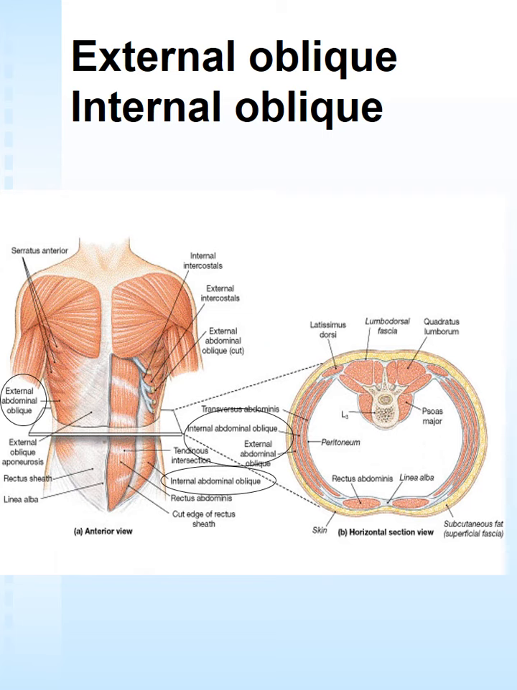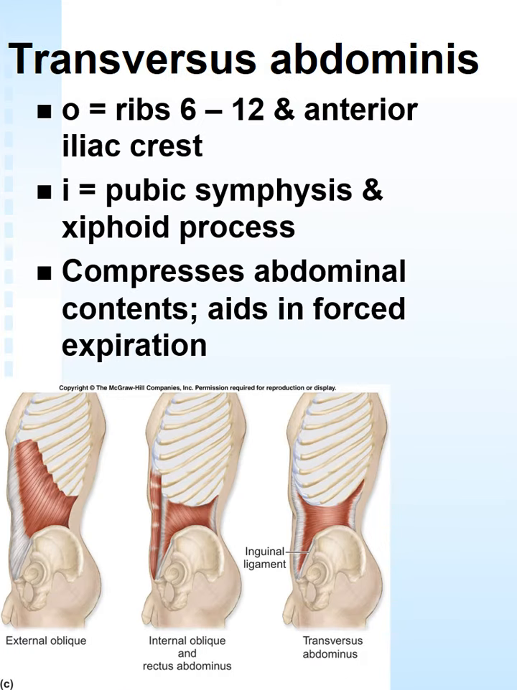The Transversus Abdominis is going to be the deepest muscle of the abdominal wall, and these fibers project transversely across the abdomen. It originates on ribs 6 through 12 and the anterior iliac crest. The insertion is the pubic symphysis and the xiphoid process. The action of the Transversus Abdominis is to help compress the abdominal contents, and also helps with forced expiration with breathing.